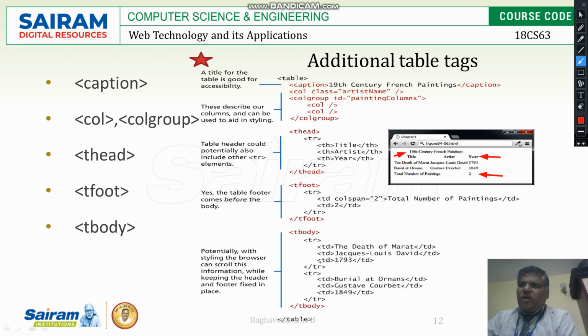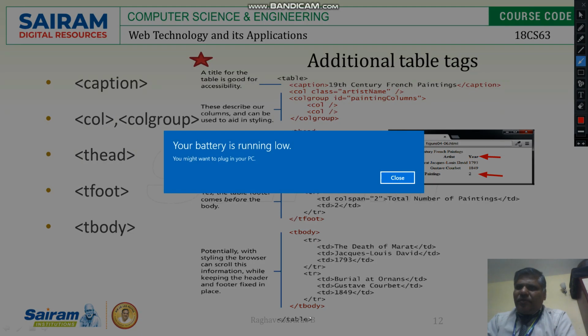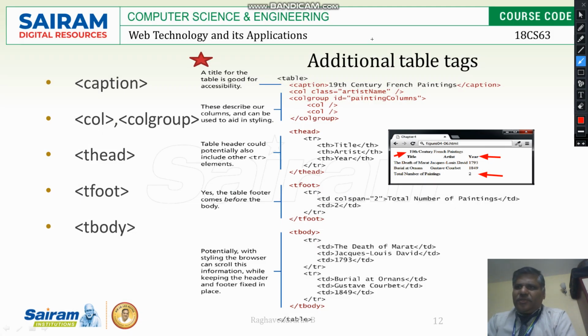To make it in the proper order, this T head, T footer, T body are used. If it is a normal table, it is not going to be written like that; whatever way you have written, similarly it is going to get printed. So by using the T footer, T head, T body, it is going to be written within that particular format. That's the advantage of the T head, T foot, T body.